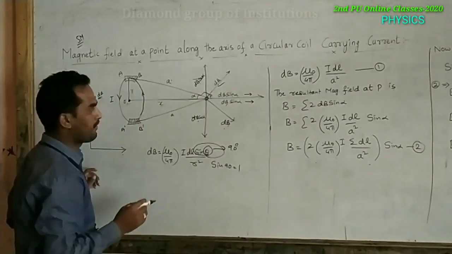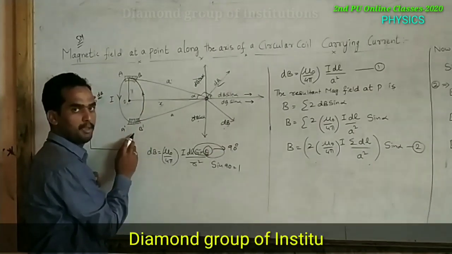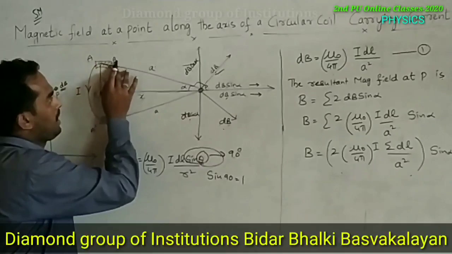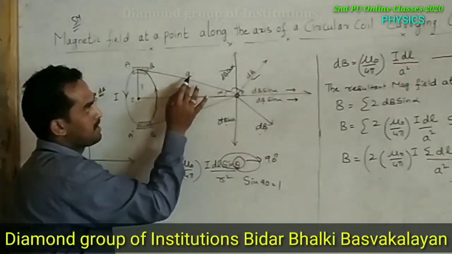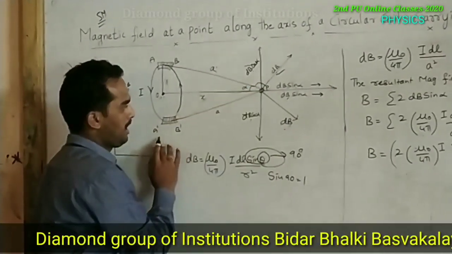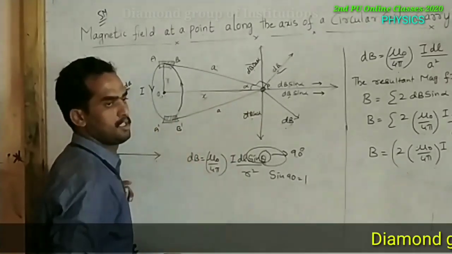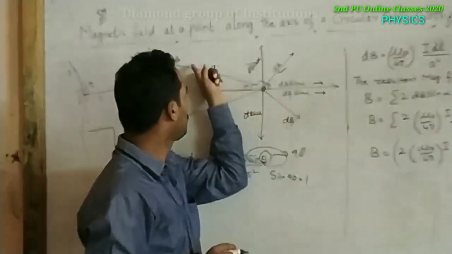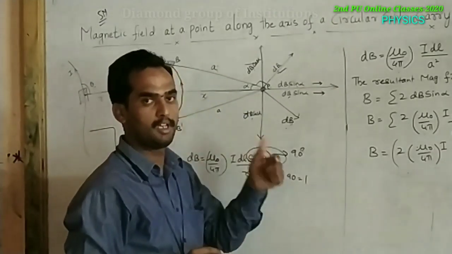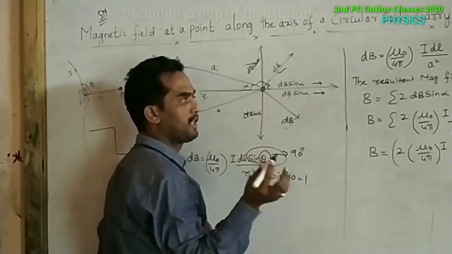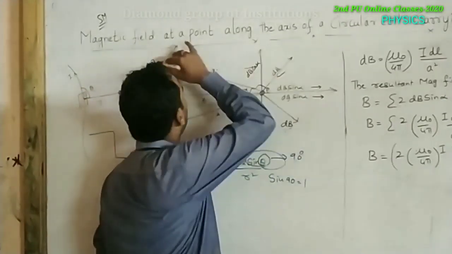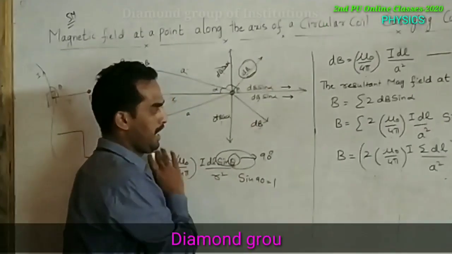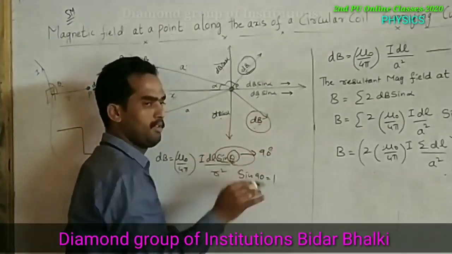We can see here there are two current elements, AB as well as A'B'. The AB element has distance a from the point P, and A'B' has the same distance. So at point P there are two current elements, producing two magnetic fields. Based on AB, the magnetic field is dB, and A'B' also produces magnetic field dB.